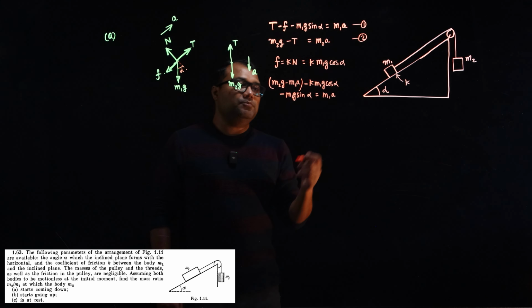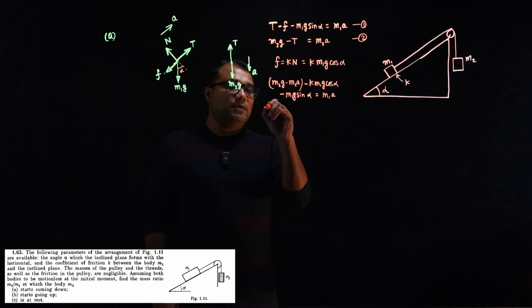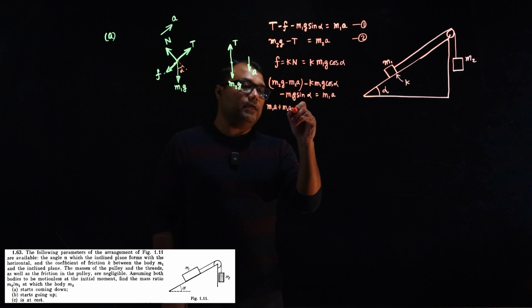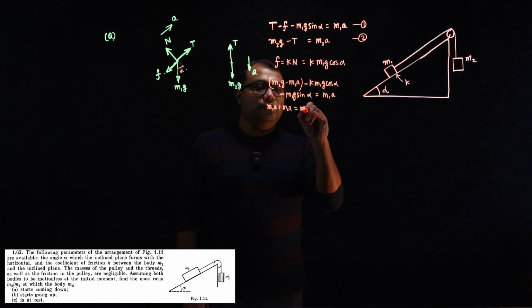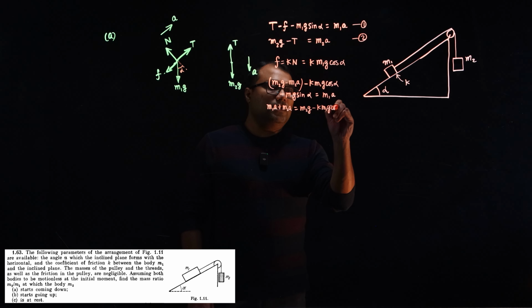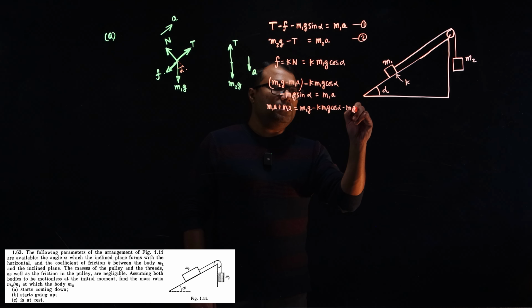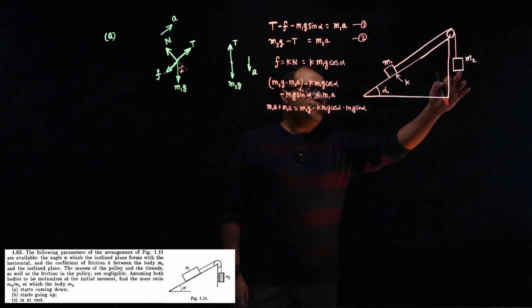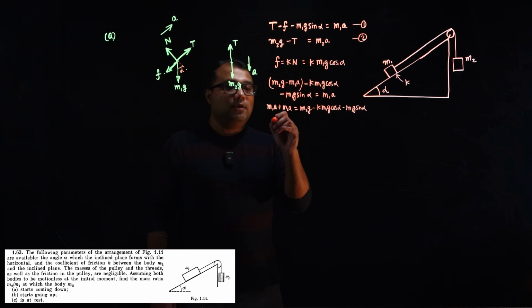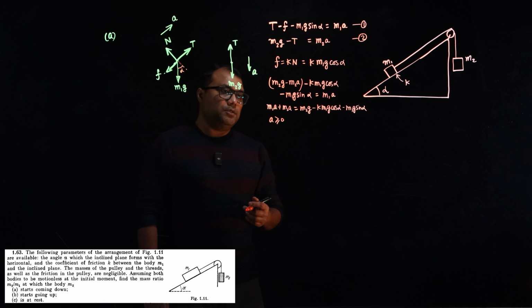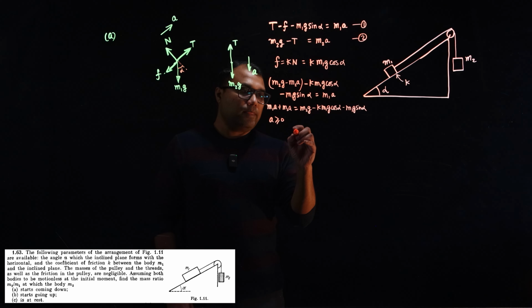Now let's bring the A terms to one side. So this becomes M1A plus M2A, bringing that side, and remaining M2G minus K M1G cos alpha minus M1G sine alpha. Now when M2 just starts coming down, A is greater than or equal to 0. In the limiting case, A is equal to 0. So we can say this is equal to 0.